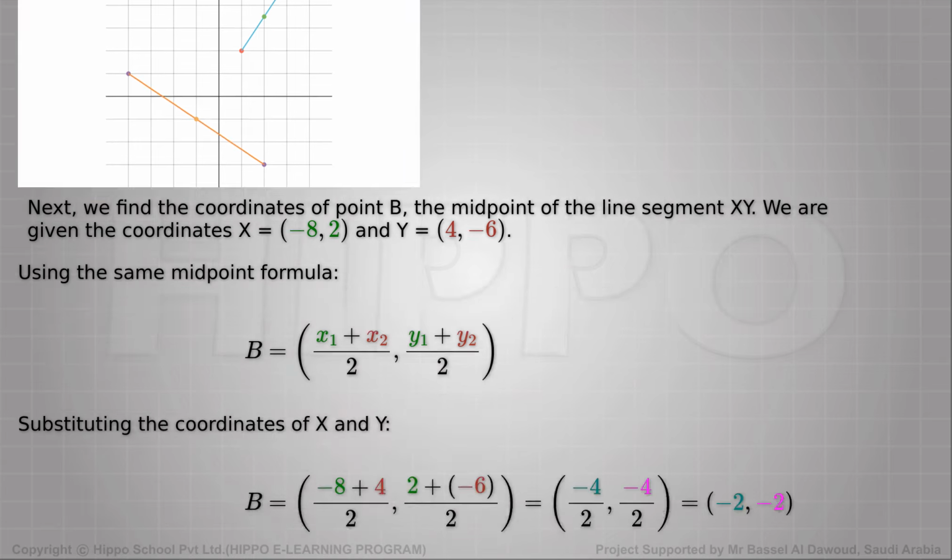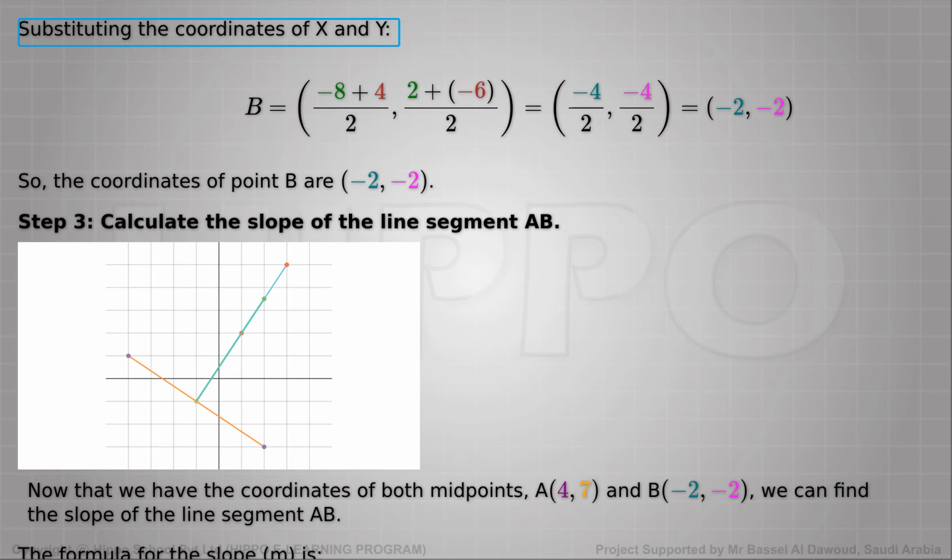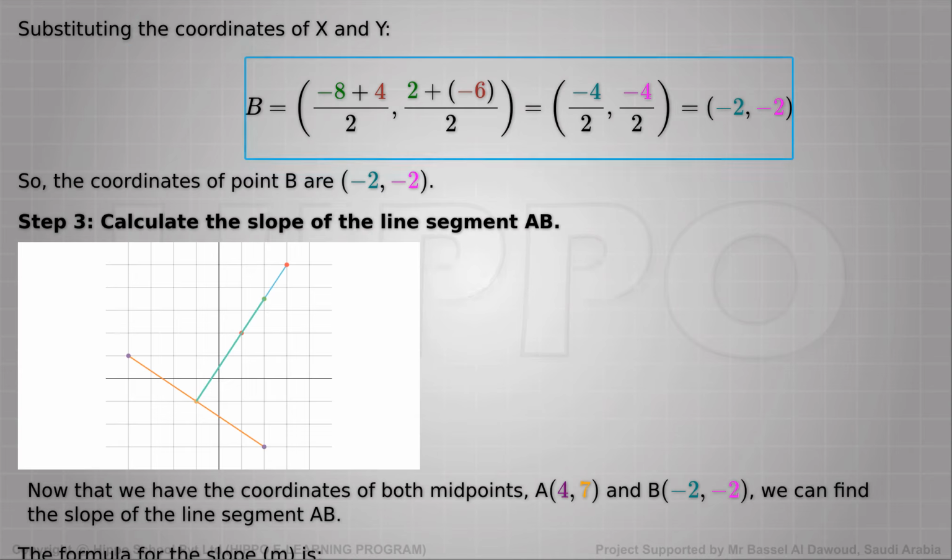We're using the exact same midpoint formula as before. We'll average the x-coordinates of X and Y, and we'll average the y-coordinates of X and Y to find the location of point B. Let's substitute the coordinates of X and Y. For the x-coordinate of B, we add minus 8 and 4 to get minus 4. Dividing that by 2 gives us minus 2.